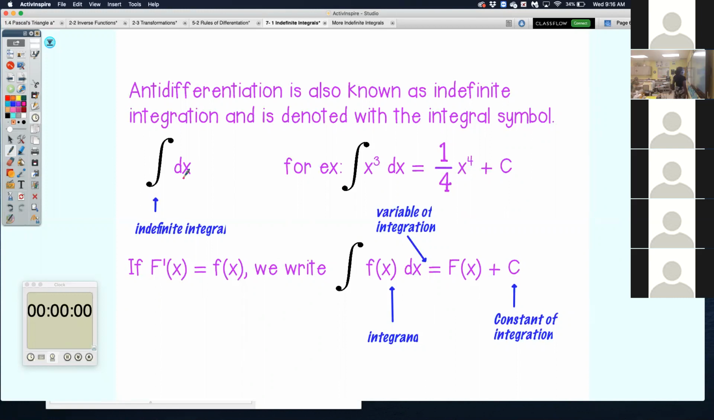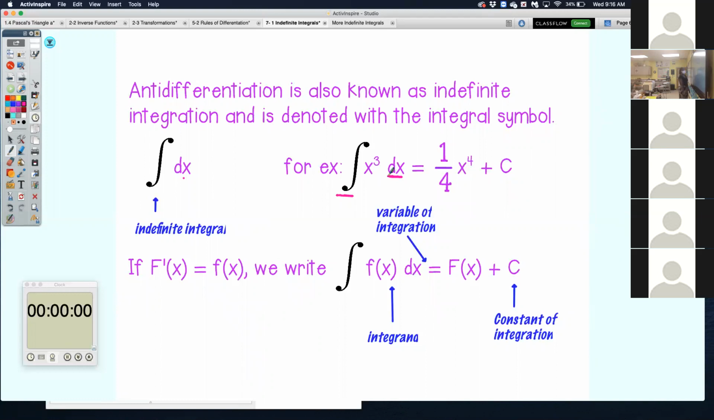So for example, you see the integral of x to the 3rd dx. Remember, the integral symbol and the dx always go together. So when you see that, they're always together. That would indicate find the indefinite integral. And you see that'll be 1/4 x to the 4th plus c.